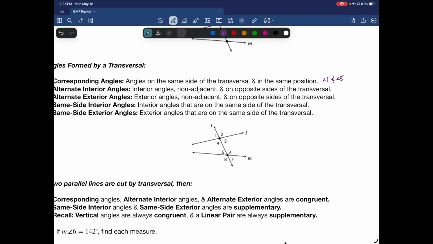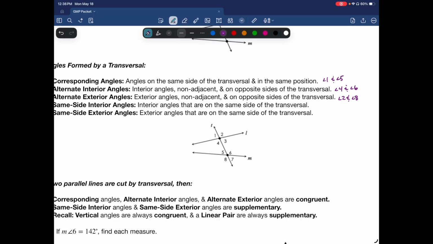All right, alternate interior. Well, 4 and 6. They're both inside the lines L and M, and they are on opposite sides of the transversal. So angle 4 and angle 6 are an example of alternate interior. All right, 2 and 8 are examples of alternate exterior. They're on the outsides of those two lines, and they're on opposite sides of the transversal. So angle 2 and angle 8 are examples of that.